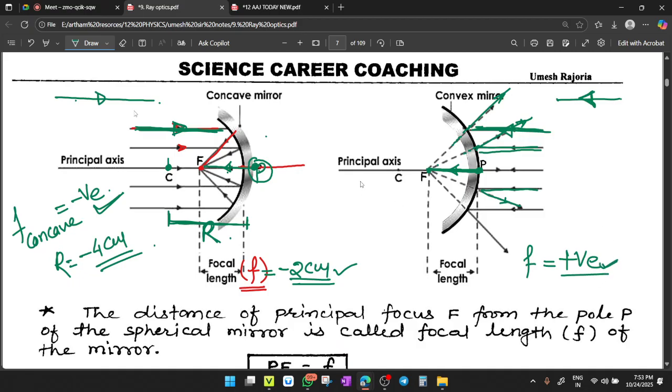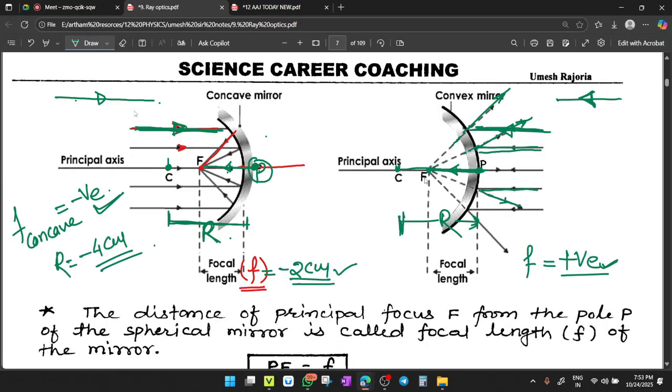Same here, radius of curvature is also positive. Understood? As radius of curvature is the distance from pole to the center of curvature, you again have to move in the same direction of the ray of light. So R equals positive. Clear? Very frequently you have to use whether focal length is positive or negative in numericals.